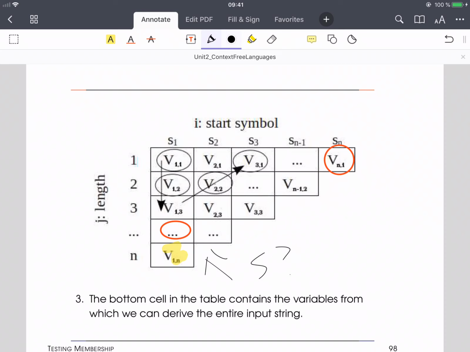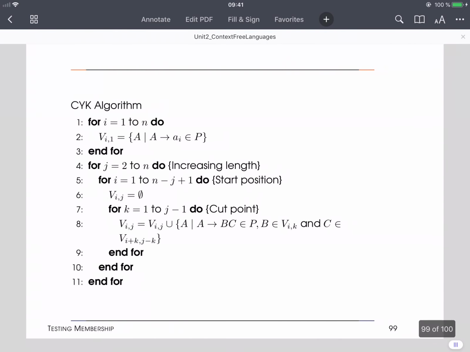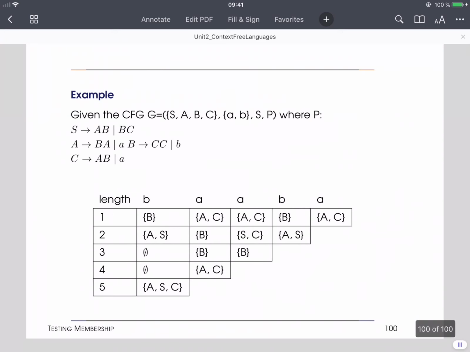Okay, so this is the way that we fill the CYK table. And here in the next slide you have a pseudocode which explains exactly what we have done. And if you want to write a computer program to implement this CYK algorithm, you can do it with something similar to this. Okay?